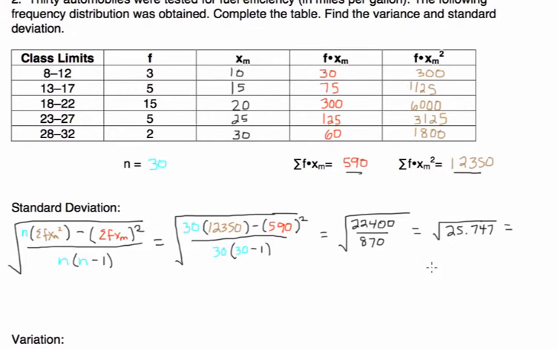Then I take the square root of 25.747 and I get this, which I will then round to one decimal place. There is my S, my standard deviation. The variation is that squared, or you can just go back a step, 25.7.